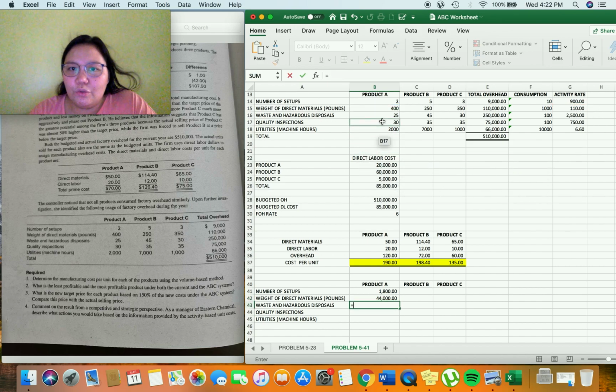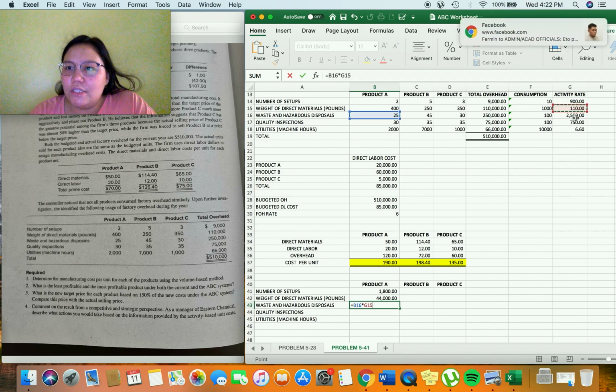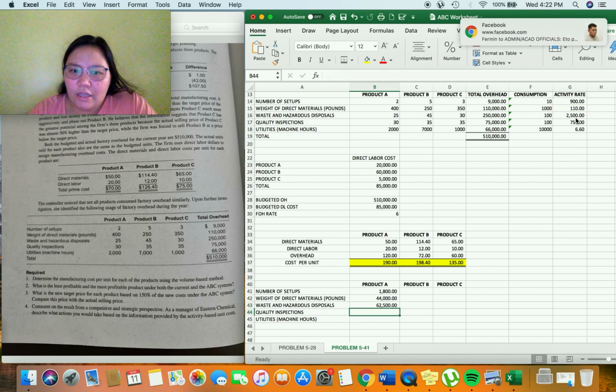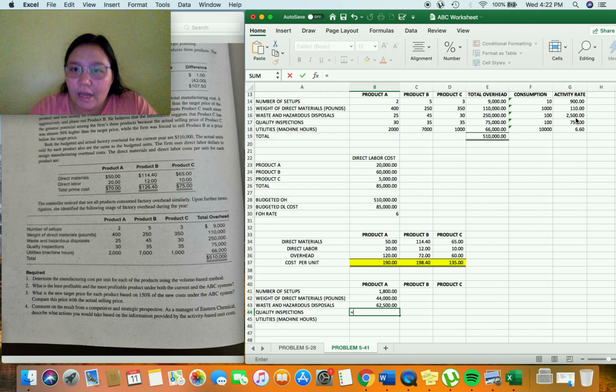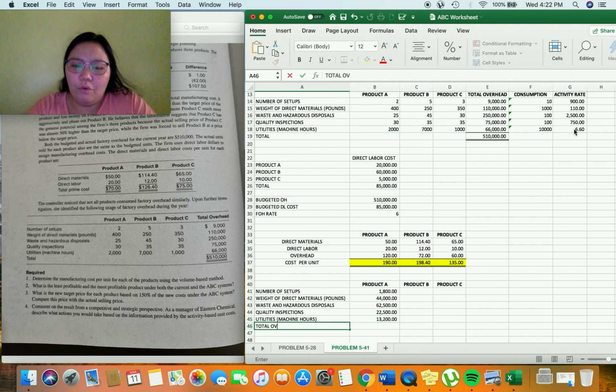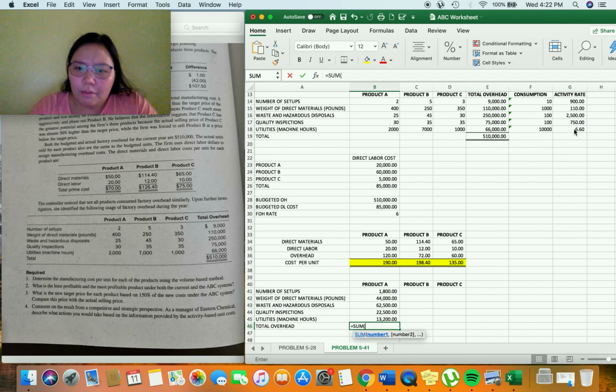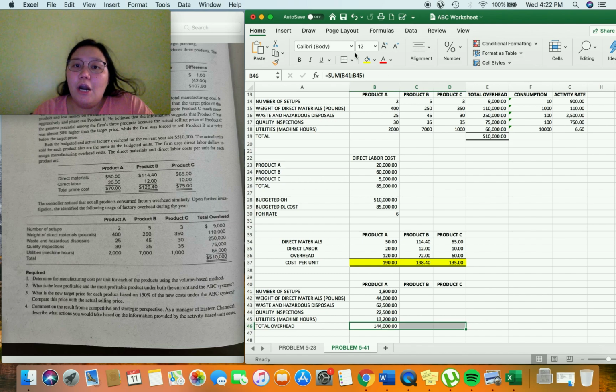For waste and hazardous disposals, we have 25 multiplied by 2,500. And then for quality inspections, we have done 30 inspections for product A multiplied by 750. For the utilities, we have spent 2,000 machine hours in manufacturing product A multiplied by 6.6. So we'll get our total overhead amounting to 144,000. This is for product A.